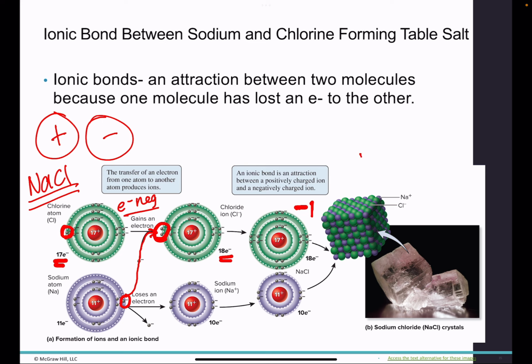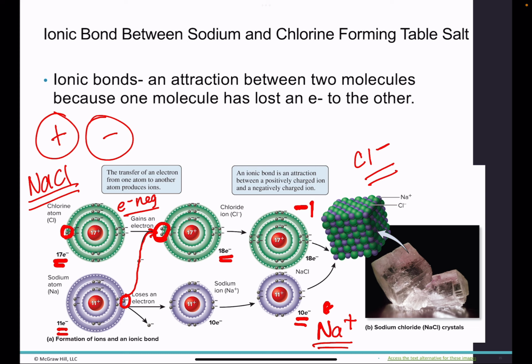So we call it the chloride ion, Cl-, indicating that it has a -1 charge. Sodium has gone from 11 electrons down to 10, has lost an electron, which means sodium now has a positive charge. That positive sodium and negative chlorine are going to be attracted to one another.